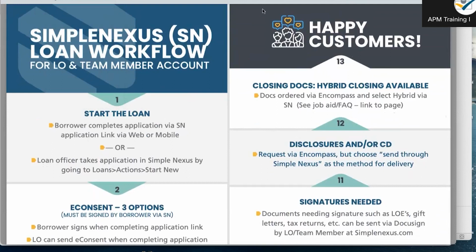So first of all, starting the loan, we're here at number 1. The borrower can either complete the application inside of SimpleNexus on the application link via mobile or web. So they can complete the application themselves.